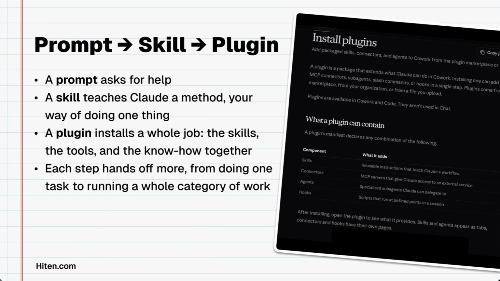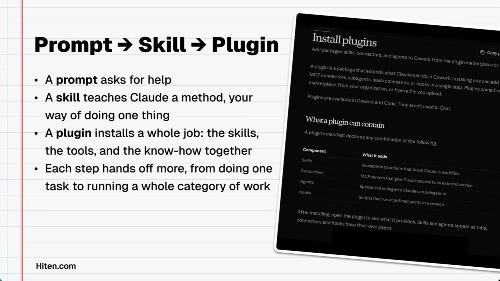Okay, prompt, skill, plugin. What's the difference? So with a prompt, you're just asking for help. If you ask most people in the world today, it's just a better Google, right? But for all of us here, we ask for help. We have it kind of do things for us. Help me do this, help me do that, etc.